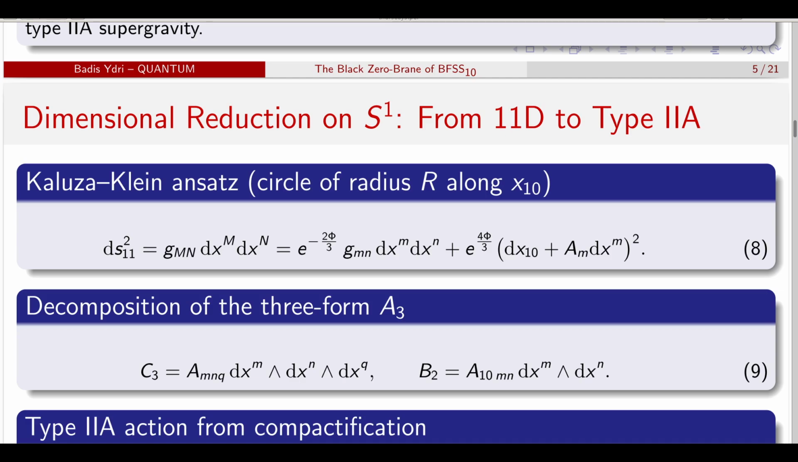This vector potential becomes the Ramond-Ramond one-form field in type 2A supergravity. Next, the three-form field A3 decomposes as shown in equation 9. Its purely 10-dimensional components A_MNP form the Ramond-Ramond three-form C3, while the mixed components A_10MN give rise to the NS-NS two-form B2. Thus, the reduction naturally produces both the NS-NS and RR sectors of type 2A theory.